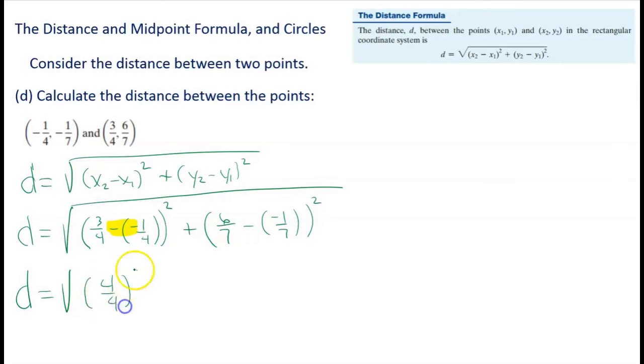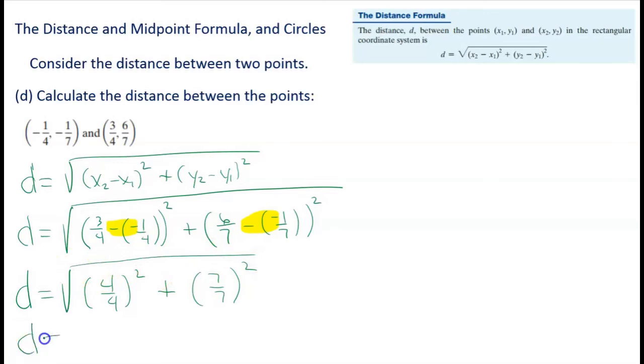Now, yes, 4/4 is 1. We'll handle that in a minute. Plus, now 6/7, once again, I have 2 negatives right here. That's going to turn plus. So we're going to have 6/7 plus 1/7, which is 7/7. Don't forget the square.